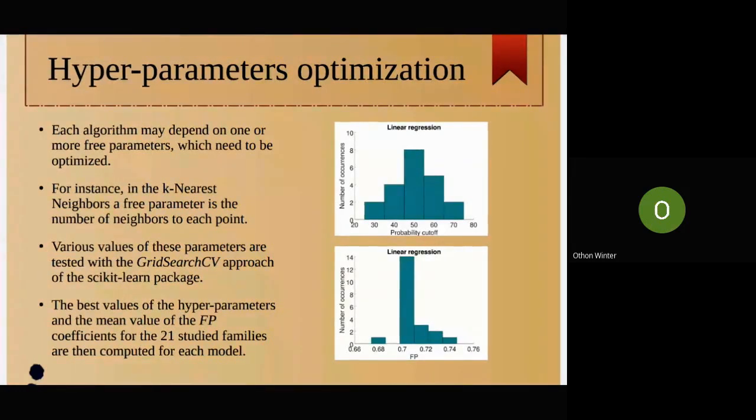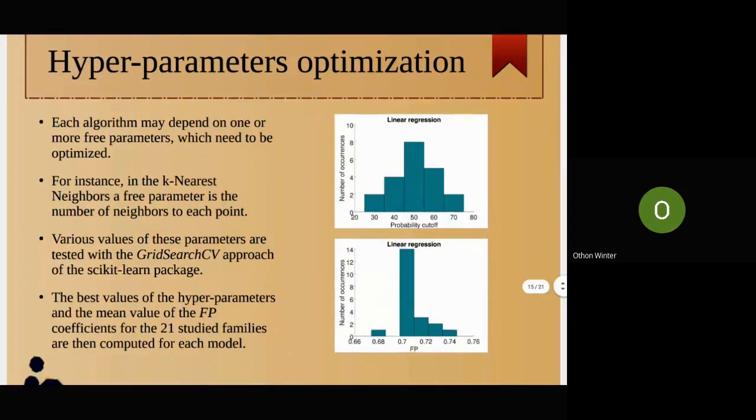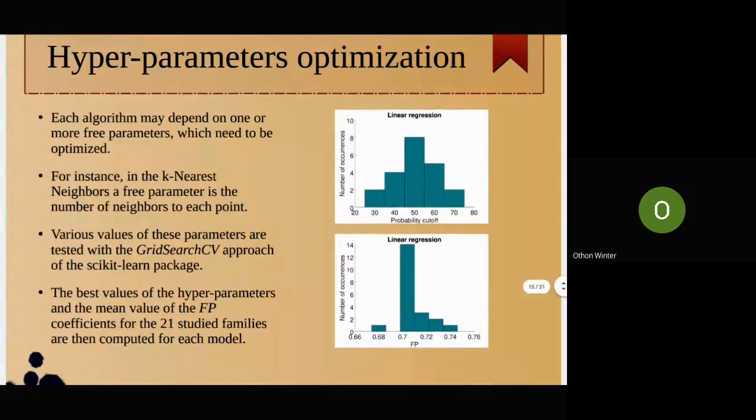And how is it done? You can try several values of these parameters, for instance, using the grid search CV approach of the scikit-learn package, and then see which values give you the best fit for each given family. The mean values of the final parameter can then be computed for each model. So the figures show you the distribution of the probability cutoff for the linear regression, which was the hyperparameter for this model, and the final parameter for linear regression, which was of the order of 0.7 or 70% for most of the families studied.